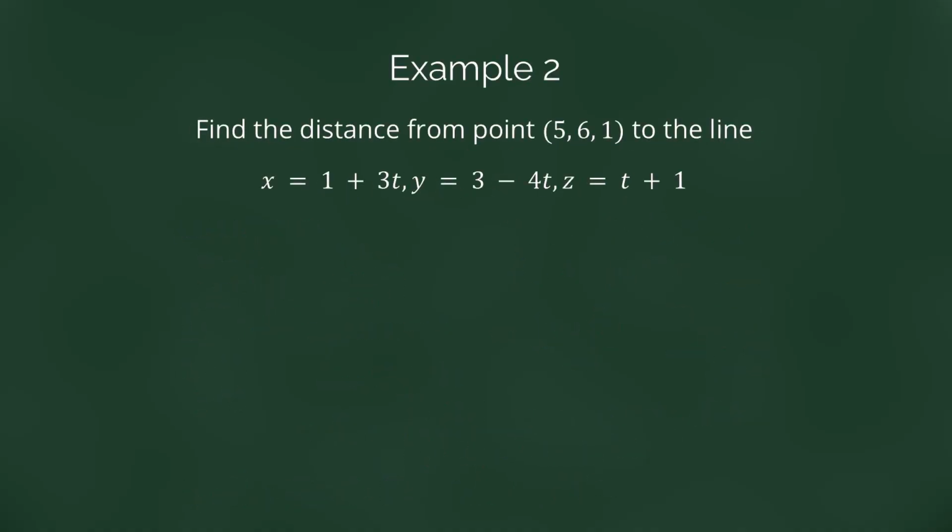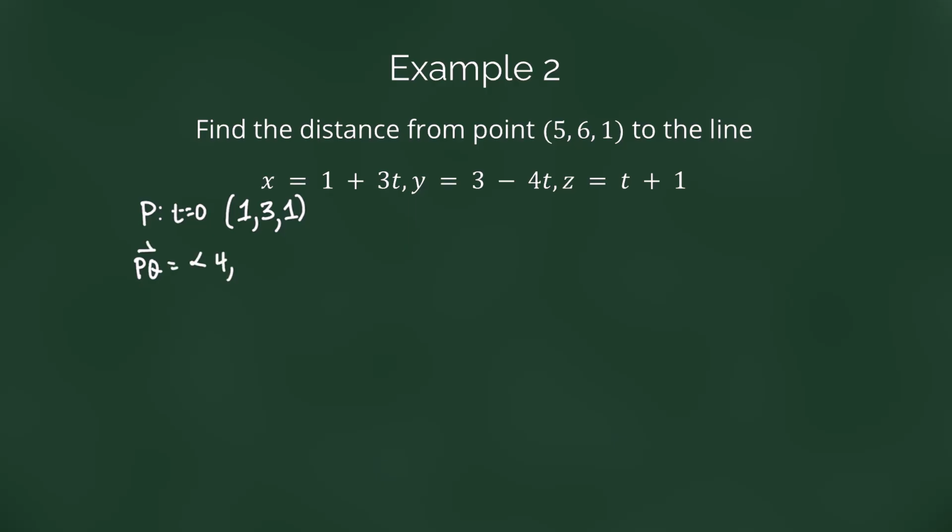So a lot of moving parts in these, so let's do one more example. Now we have the point 5, 6, 1, and the line x equals 1 plus 3t, y equals 3 minus 4t, and z equals t plus 1. So again, let's go ahead and find a point P on our line. We'll let P be when t is equal to 0. So P is going to be the point 1 plus 0, which is 1, 3 minus 0, and 0 plus 1.